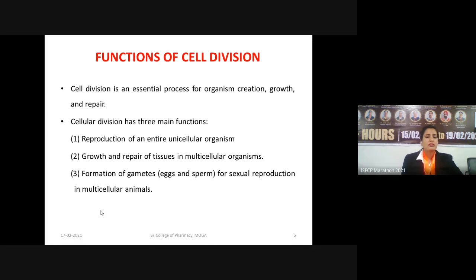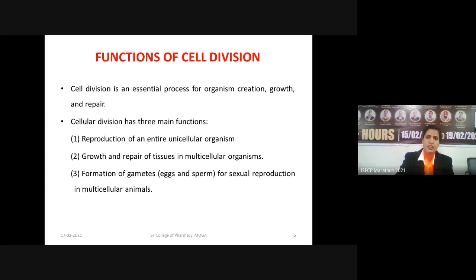The first function of cell division is the reproduction of an entire unicellular organism, as organisms are of two types. The first are unicellular, uni meaning single, cellular meaning cells. Unicellular organisms have single cells, and multicellular organisms have multiple cells. In multicellular organisms, the function of cell division is growth and repair of the tissues, and the third function is the formation of gametes for sexual reproduction in the multicellular organism.